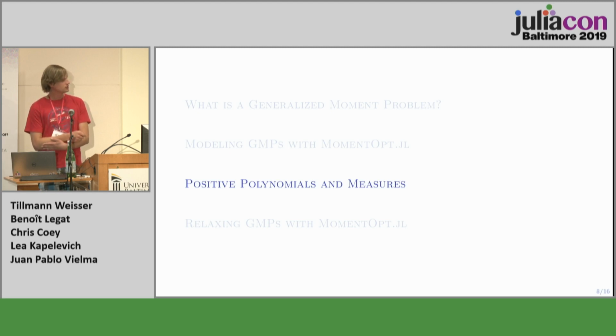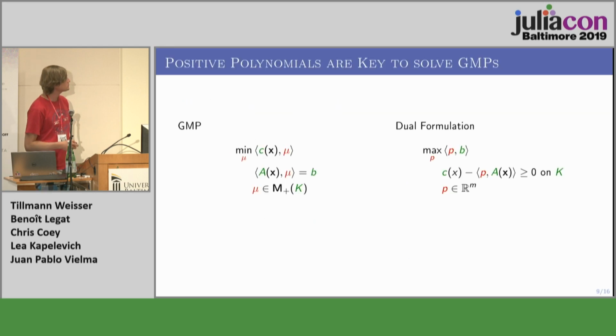I haven't told you how I model measures yet, and this is maybe the most urgent question for you, because a measure is an infinite dimensional object, and this doesn't fit in a computer, right? So for this, I have to talk about the relation between measures and positive polynomials. And this relation is actually duality. So if you think about your generalized moment problem just as an LP, it has a dual formulation.